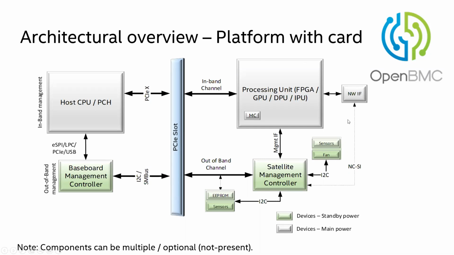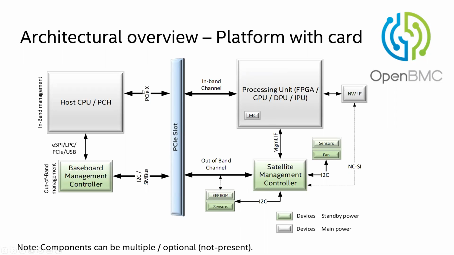In our add-in card, ultimately, you are going to have a processing unit. It can be an FPGA or any accelerator, GPU, DPU, IPU, you name it, multiple things are there, including a NIC or whatever it is, an offload unit. Then you can even have a satellite management controller, which will be connected to your baseboard management controller through I2C or SMBus. We can also have some physical EEPROMs, some sensors, some fans, and some more hardware devices in our add-in card.